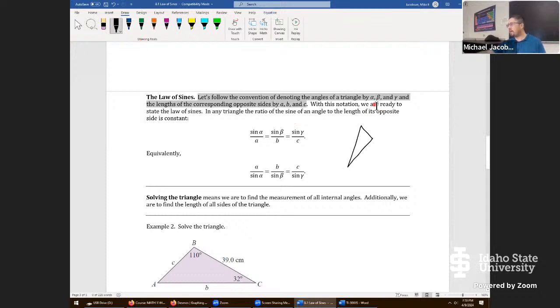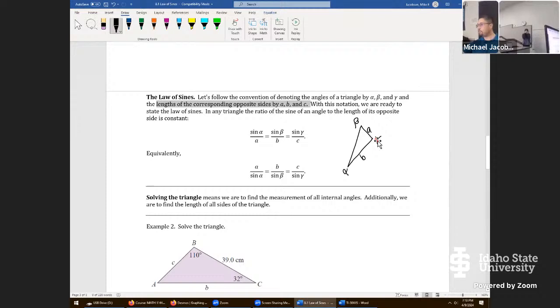So it says the angles are alpha, beta, gamma. So I'll go alpha, beta, gamma, that kind of way. It says lengths of the corresponding opposite sides are a, b, and c. So the corresponding opposite side of alpha would be the side length a. For beta, the corresponding opposite side would be lowercase b. And for gamma, its corresponding opposite side would be over here, side length c. So that's how it starts out.